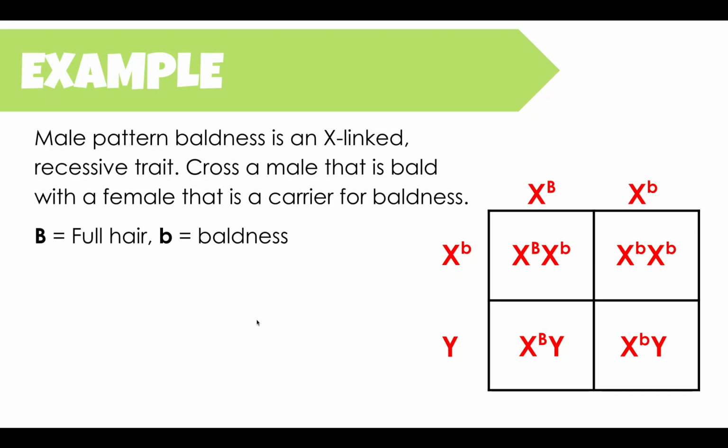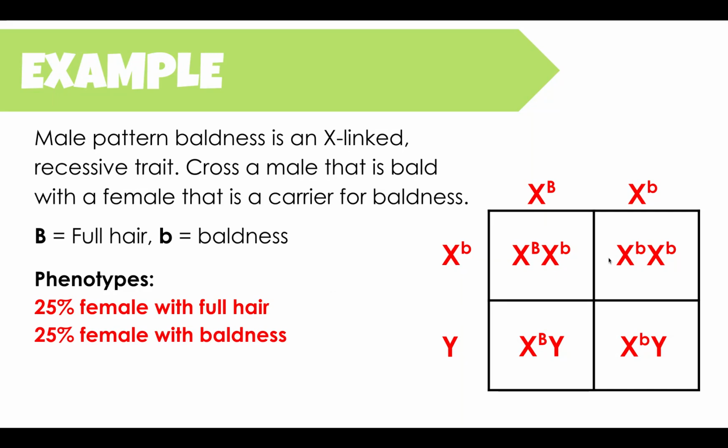So looking at the phenotypes of these offspring, we have a 25% chance of getting a female offspring with a full head of hair, represented by this X big B, X little b genotype. So because the big B would mask the recessive allele here, this individual would show up with a full head of hair. There's also a 25% chance that these two individuals would create an offspring that is female with baldness. So this offspring here would get both little b recessive alleles. So meaning that because they have both recessive alleles here, this individual would show the recessive trait of baldness.